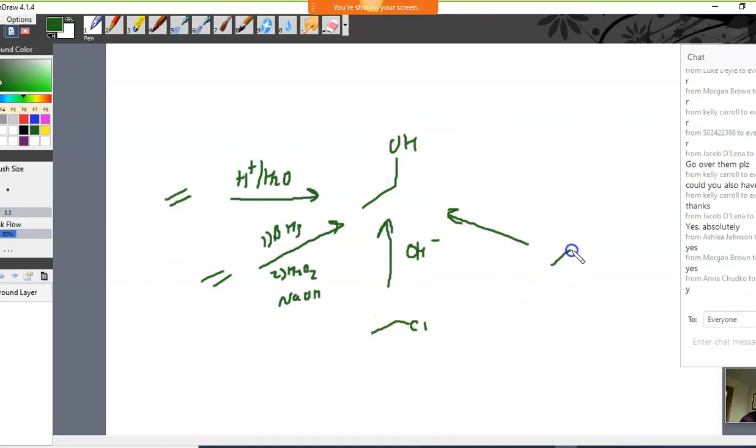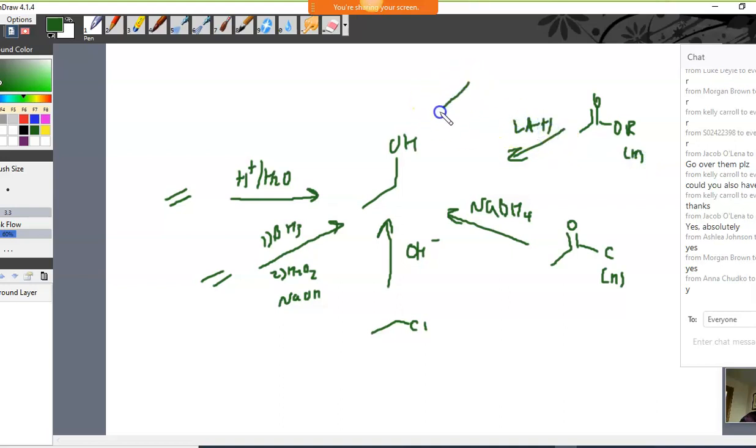Another one would be a ketone or aldehyde, so you can put C or H here. So that is sodium borohydride. Another way would be from the ester or the carboxylic acid, so OR, or it could be an H, and that is LAH. Another way would be a Grignard, so a carbonyl compound of some sort and adding a Grignard, RMgBr. One, two. So many reactions there are for alcohols.